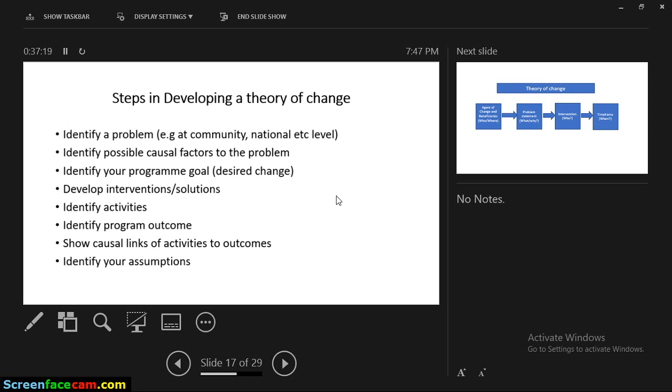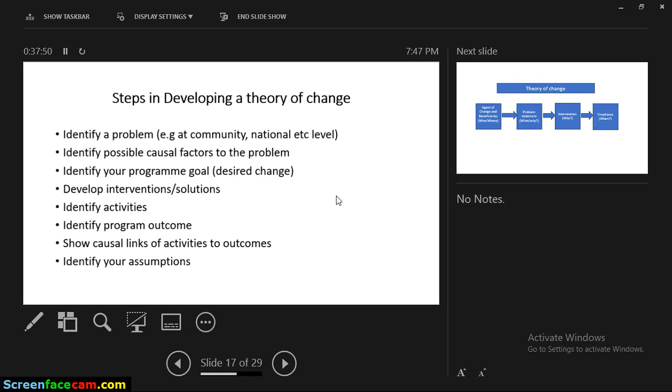Identify your program goal or the desired change. So let's say the problem is knowledge shaping. What could our program goal or desired change be? Knowledge shaping, exactly. That's what we want it to be. That's our goal. Are we together? Then the fourth bullet is talking about what?